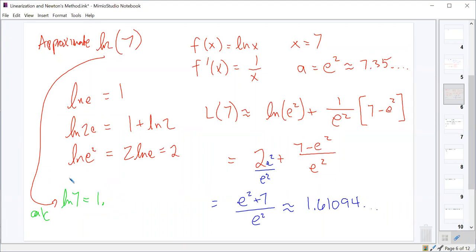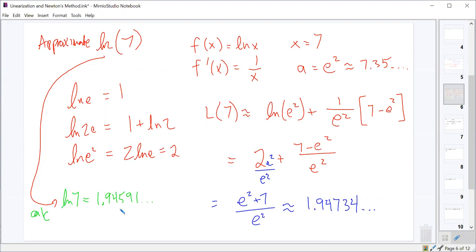So when we approximated just natural log of 7, what does the calculator say that is? 1.94591 and so on. Okay. And then, all right, what is this other number that we got here for e squared plus 7 over e squared? 1.94734 and so on. Yeah. So we could see that's pretty close. It's off by a little less than 2 1,000ths, right? So pretty good approximation.